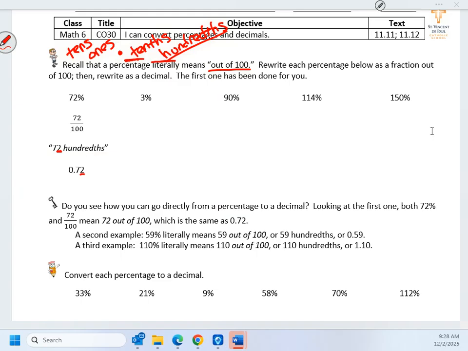So if we look at 3%, what fraction would that be? Rhoda? No, my question was what fraction would it be? 3 over 100 is 3 hundredths. We're going to write that out, 3 hundredths. Now we need to put it as a decimal. What would the decimal be for 3 hundredths? Alex? 0.03. 0.03. Now this is key.